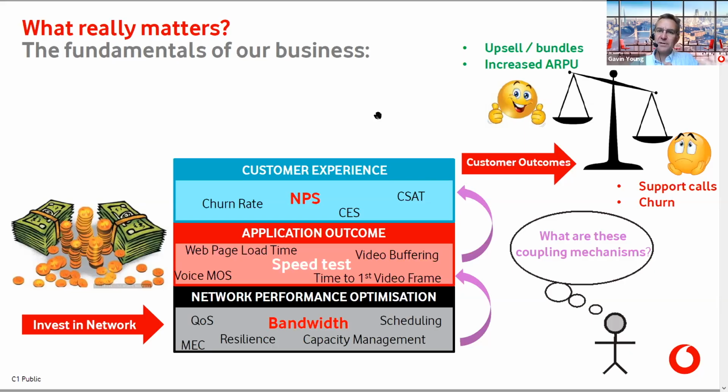So that's typically the business model. And if you get that right, the outcome at the top right there is hopefully a happy customer that you can upsell to new services, increasing your average revenue per user. But if you get that wrong, then that will generate support calls and customer churn when you lose customers to competition.